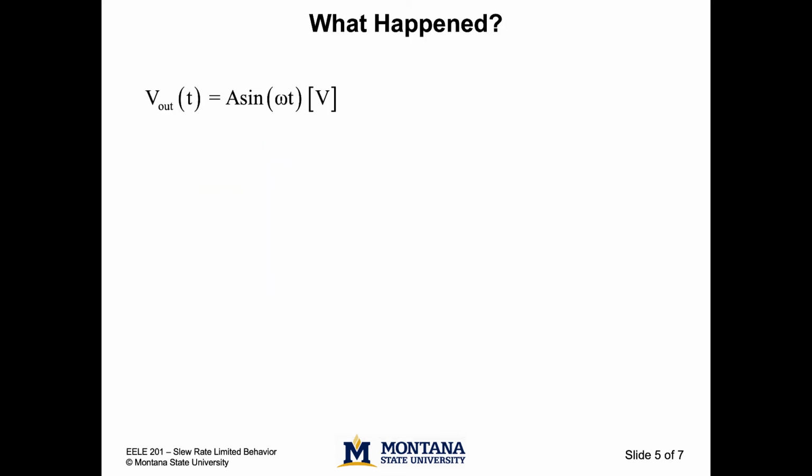So again, to try to understand what happened, let's think generically about the output waveform. It's a sine wave with radian frequency omega and amplitude A. Let's take the derivative of the output voltage with respect to time. That's going to give us units of volts per second. Taking the derivative of a sine wave, we have A omega cosine omega t. And what we're interested in is what is the maximum value that we're asking dV out dt to be.